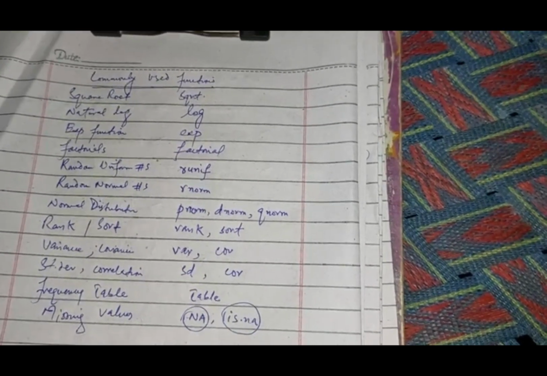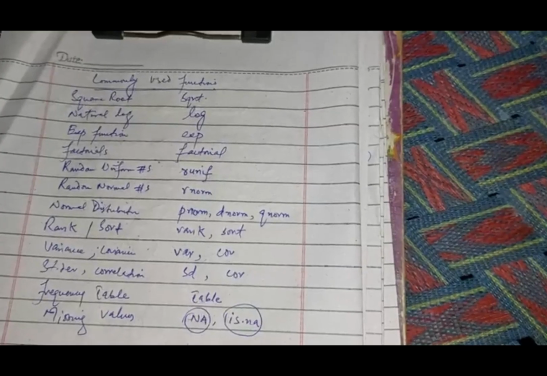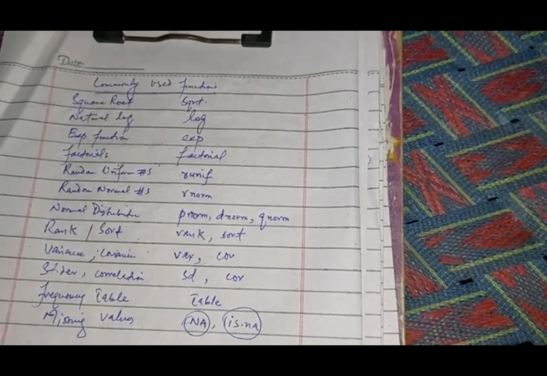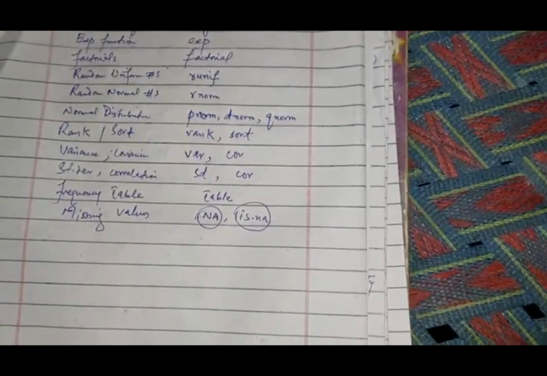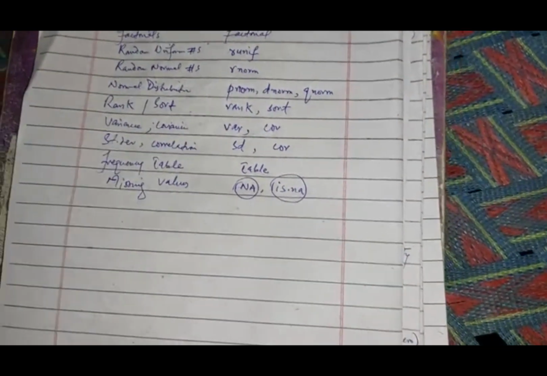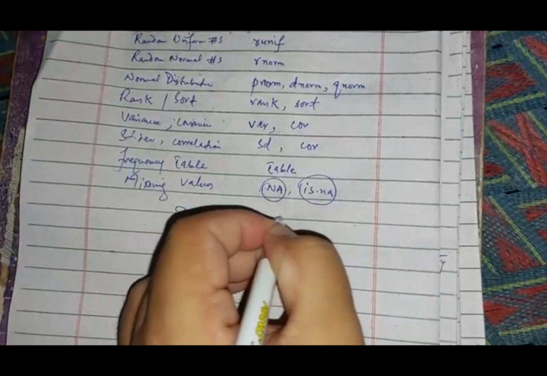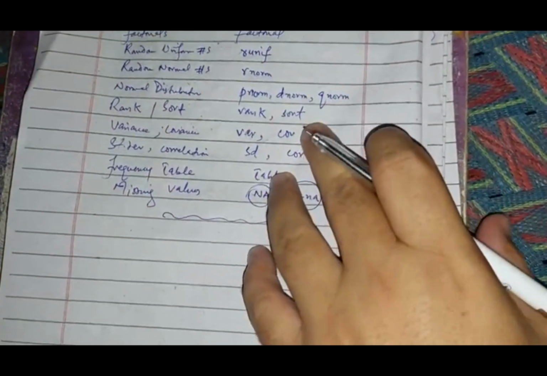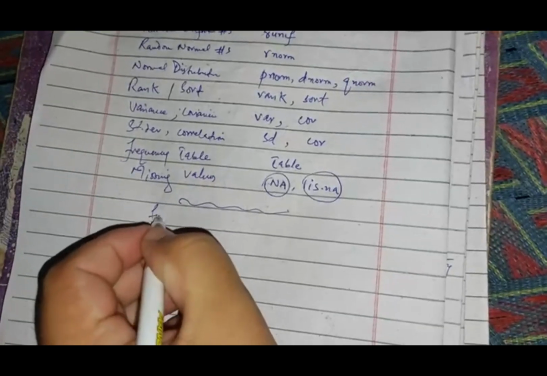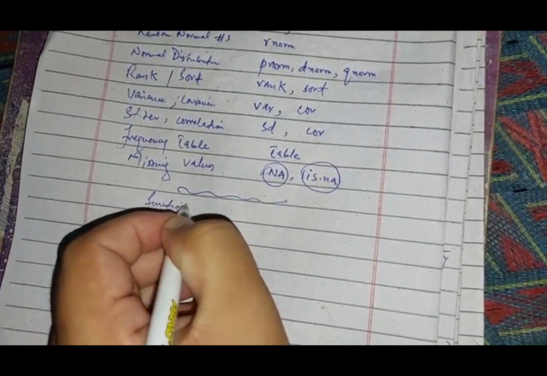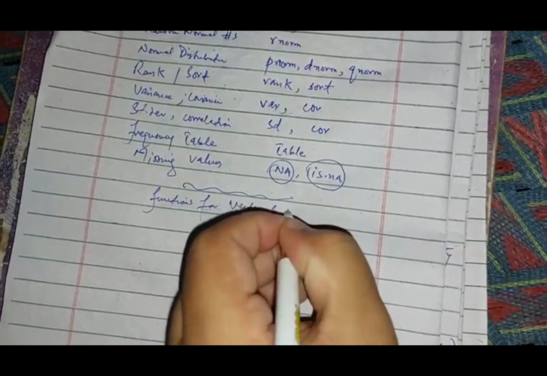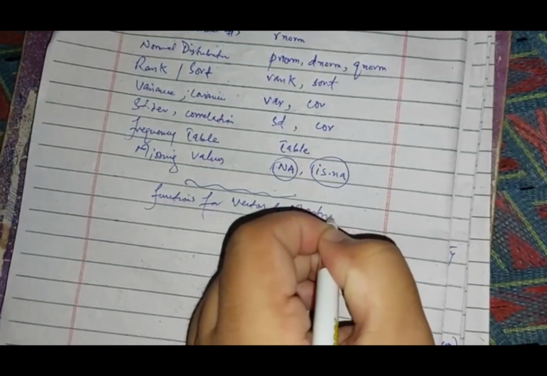Now we come to vectors and matrices. Let me write some functions for vectors and matrices. These were common functions. Now these are functions for vectors and matrices.